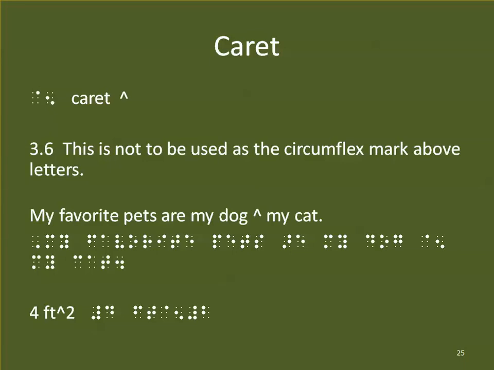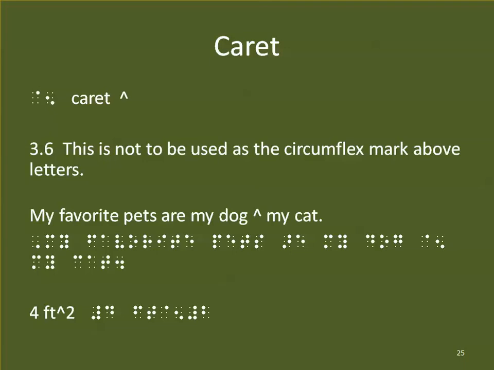A caret is a caret. It's not the circumflex mark that is above letters. This is the insertion caret, or sometimes it's used for superscript indication. So in a sentence, my favorite pets are my dog. If there's a word missing there, it's indicated with a caret, or my cat. So that caret is just stuck in where we see it in print. There are spaces on either side because that's how it is in print, and we carry on with the rest of the sentence.